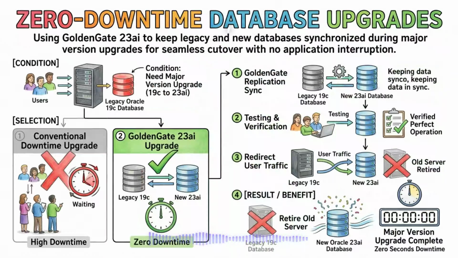The most complex and highly tested high availability design is the active-active or bidirectional replication architecture. In an active-active setup, you have two completely separate production databases, perhaps one in New York and one in London, and both are actively accepting user reads and writes at the exact same time.